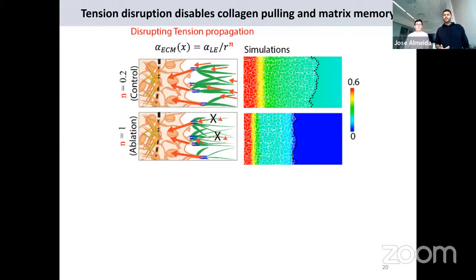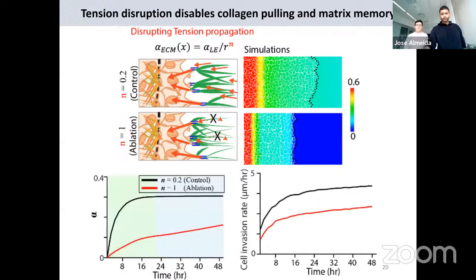Next, we also wanted to see what is the role of the propagation of this tension throughout the ECM. And we do this via parameter n, where if you increase n, the distance over which the tension propagates reduces. And we see that there is lower collagen anchor formation, lower tension in the ECM, and your net cell invasion rates are also lower if the tension cannot propagate throughout the ECM.